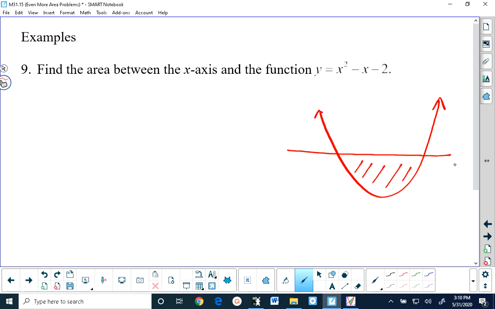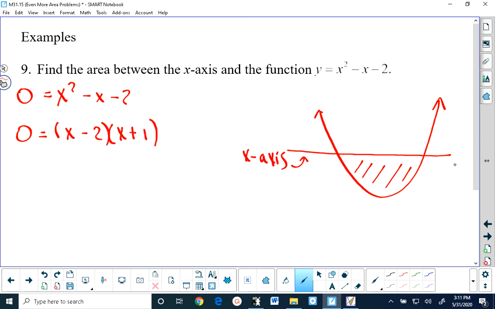Well, let's find those x-intercepts first. This is the x-axis. To find x-intercepts, you let y equal 0. Pretty simple quadratic expression to factor. It factors into x minus 2, x plus 1, which means that x-intercepts occur at -1 and 2. So this is -1, and this is 2.